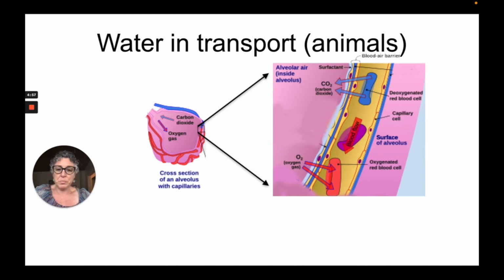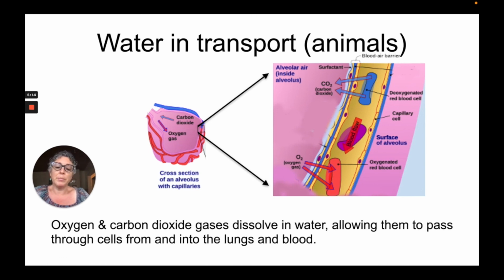Now, in order for this process to happen, the gases themselves must be dissolved molecules. Otherwise, they would not be able to move through the cells which line the capillary or the cells that line the alveoli. So these oxygen and carbon dioxide molecules are gases that are dissolved in water, and that allows them to pass through the cells, either from the lungs to the blood or from the blood to the lungs. And so these are the ways that water acts as a solvent in living things.